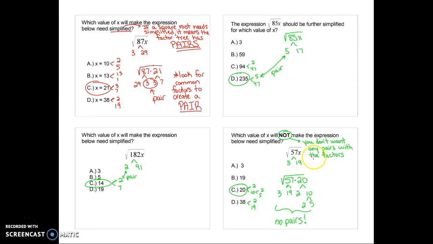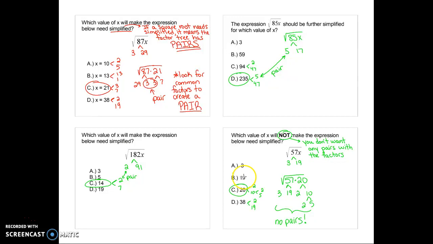Now, in this last one, we want them to not simplify, which means I don't want pairs. So I'm looking for the complete opposite of what we've been doing. When I plug in my value for x, I don't want there to be any pairs in this case because I don't want it to simplify. So 57 breaks apart into 3 times 19. So if I put in a 3 for x, that's automatically going to pair up with the 3 that I already had. So it cannot be answer choice A.